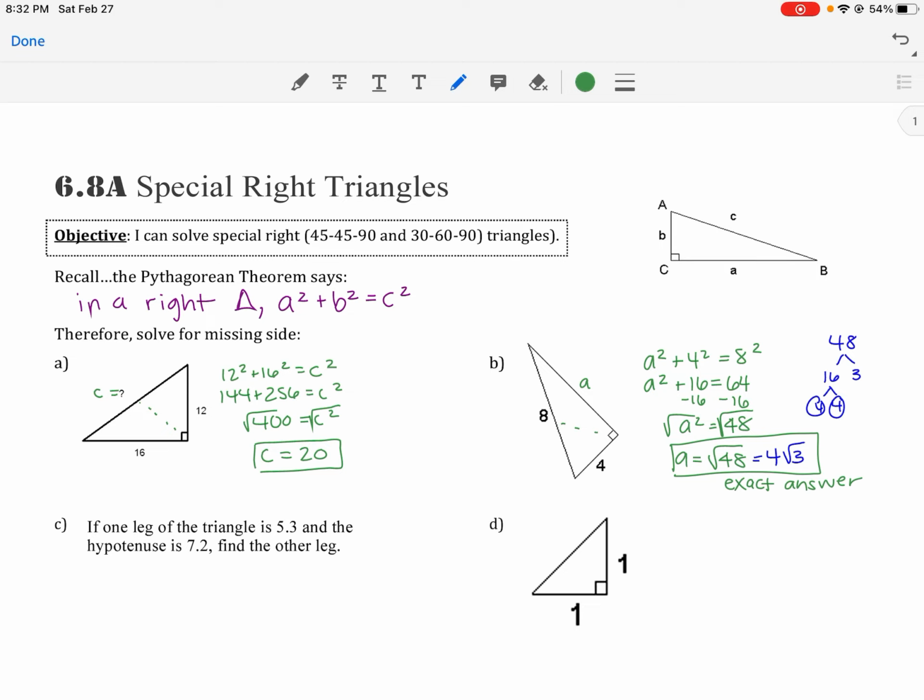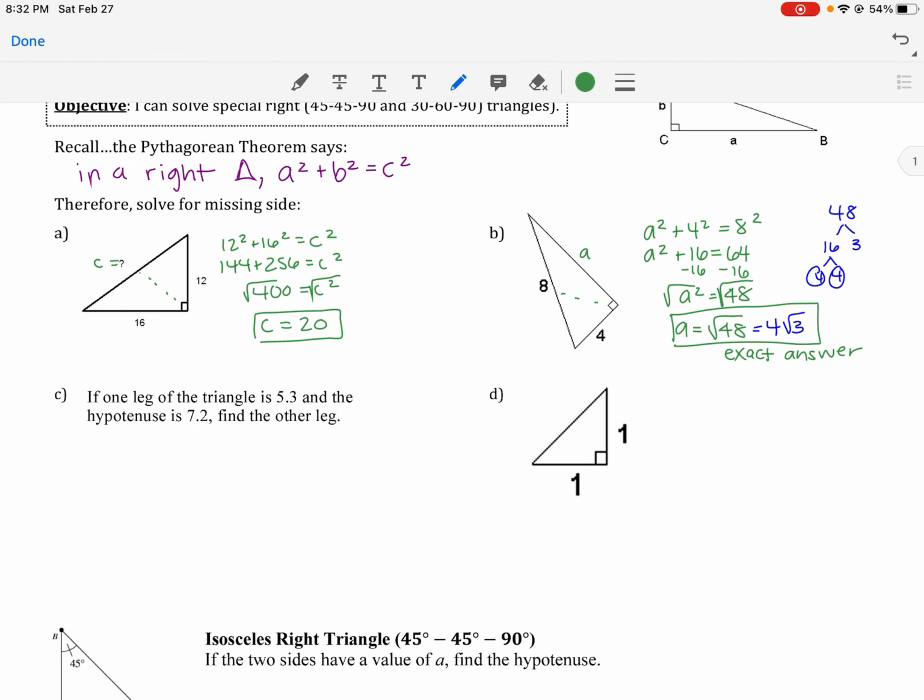Okay. There are other times where maybe it doesn't specify or it says round to decimal places, like this next one, which has decimals in it. It'd be okay to write the decimal equivalent. It says one leg of a triangle is 5.3, and the hypotenuse is 7.2. So we want to find this other side.